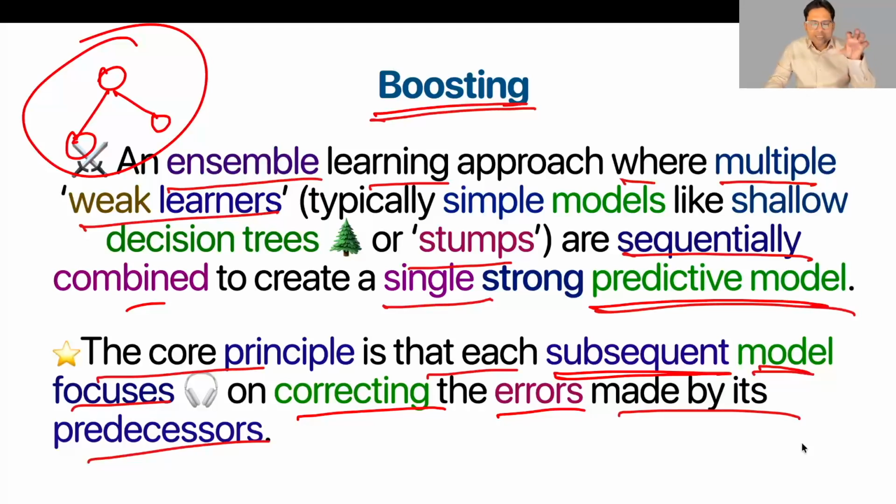So there will be a very simple model. It will learn some part from the data, and then the next model will come. It will check, okay, what is the error? I just need to fix this error now. I don't need to check about everything.